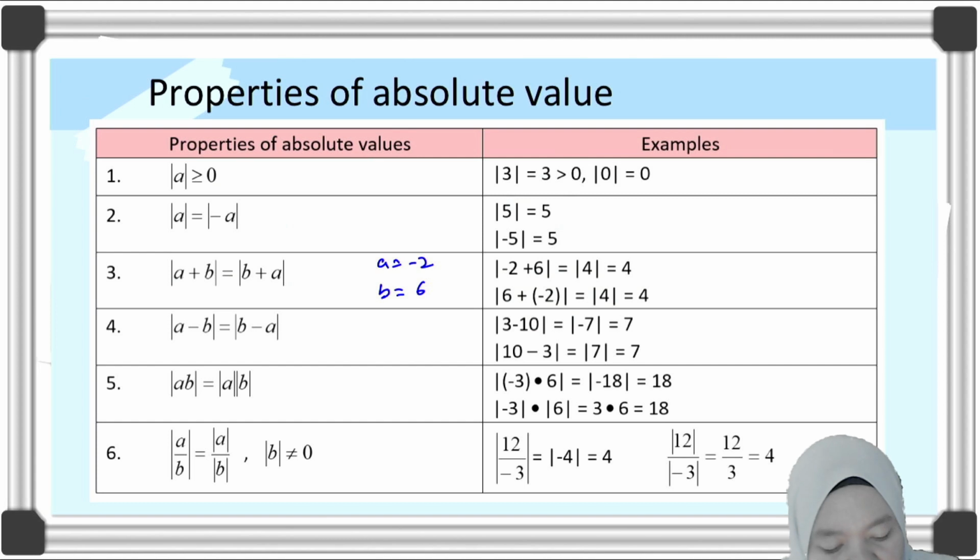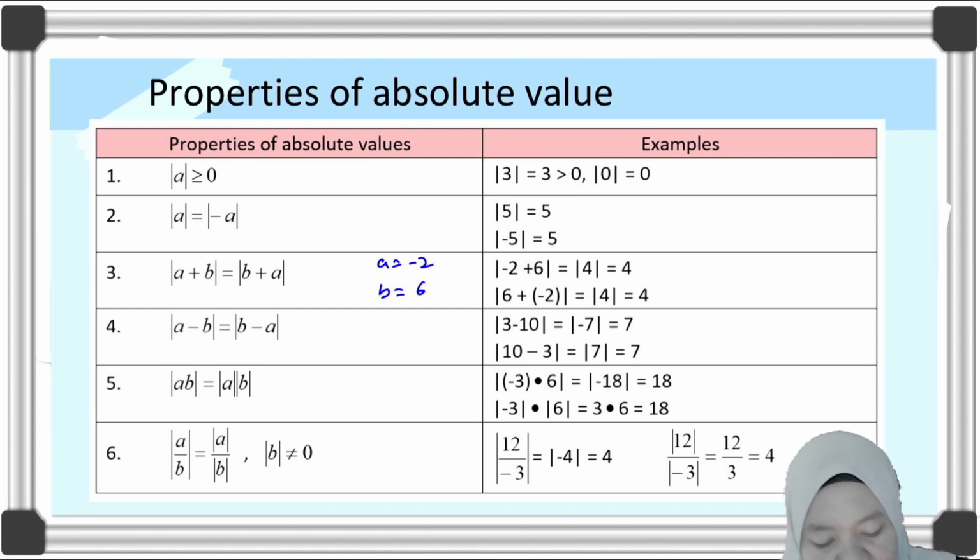Alright, now look at the fifth property. The absolute value of a times b is equal to the absolute value of a times the absolute value of b. Example: the absolute value of negative 3 times 6 is equal to the absolute value of negative 18, which is 18. And the absolute value of negative 3 times the absolute value of 6 is 3 times 6, which equals 18.